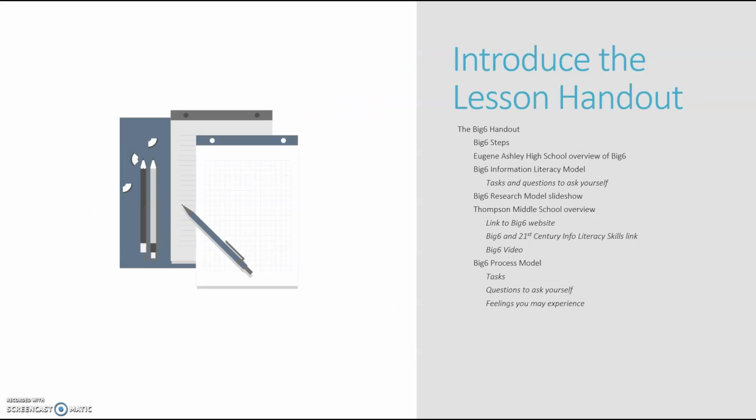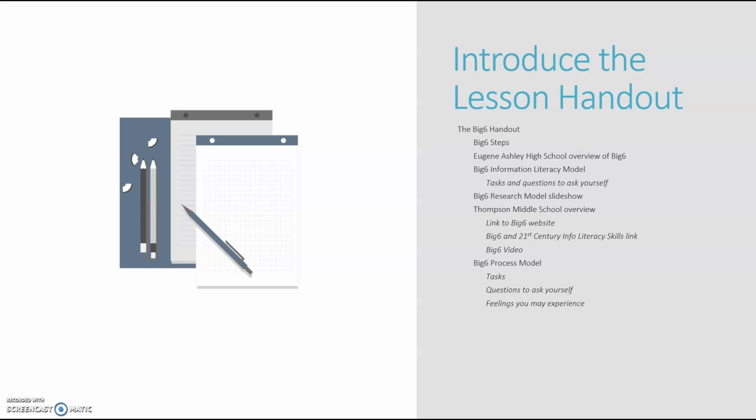I gave you a Big 6 lesson handout. The handout has all the steps to the Big 6 model. I also added some resources I found to give you additional information in the process. The first resource is from Eugene Ashley High School. They provide a list of the steps with some clear definitions.